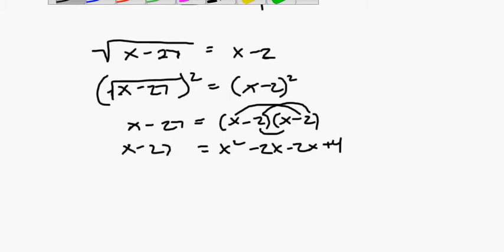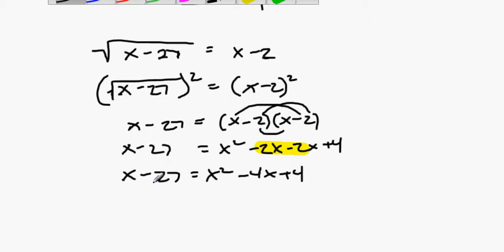So, combining my like terms, which are these two right here, then I wind up getting x minus 27 is equal to x squared minus 4x plus 4.